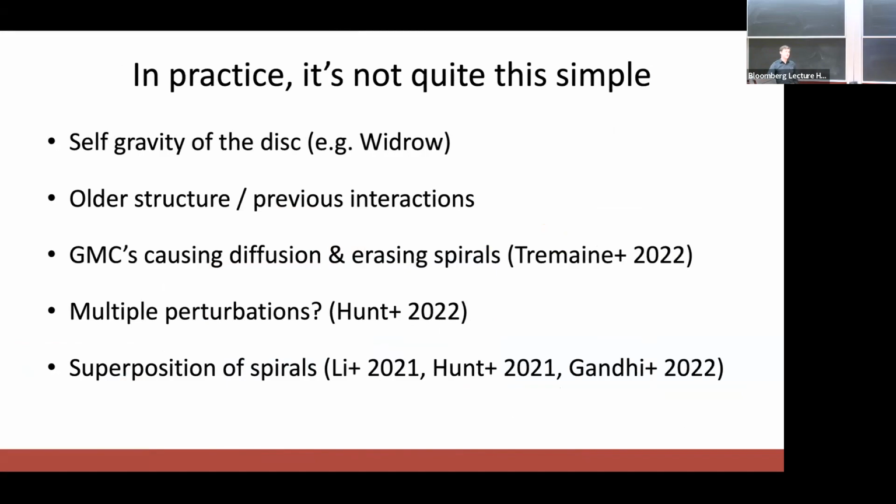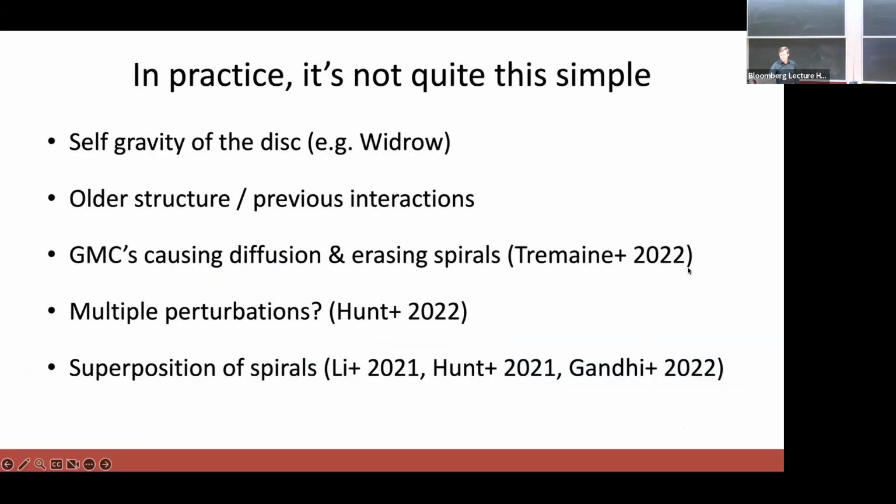Firstly, the disk has its own self-gravity. If you distort a bunch of stars away from the midplane, some of the potential comes with that because they are creating the gravitational field. Secondly, you probably aren't starting from a perfectly smooth distribution. You will have had older interactions, whether it's another satellite perturbation or anything else going on. So you don't start from a uniform field, so your spirals can be kind of lumpy.